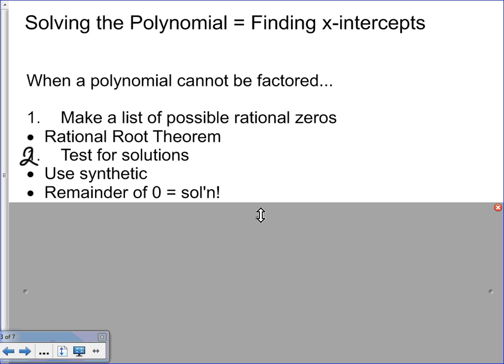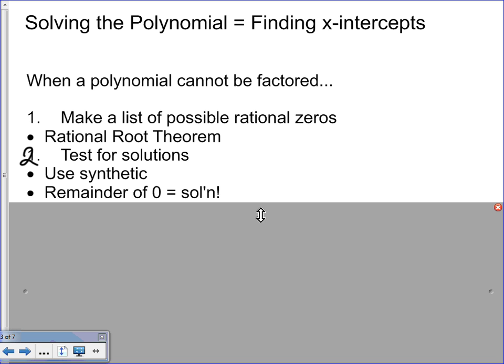And remember, I've said this since the very beginning when we started synthetic. I love zeros. Zeros are awesome. It means that you have a factor. It means that you have a solution. So we're going to use the numbers from the list to do synthetic. And if we get zeros, happy faces, then we know we have a solution. If we don't get zeros, we start over and we look for a new one.